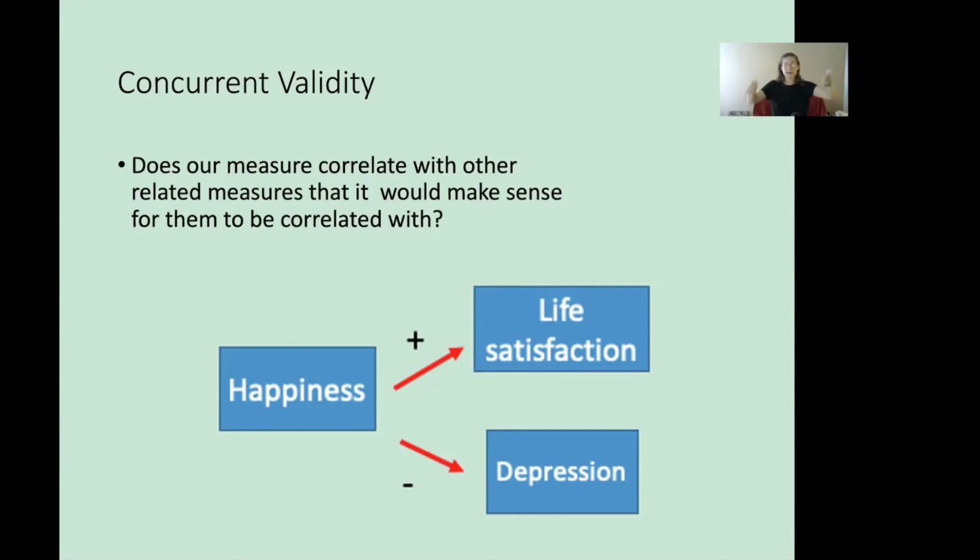So we would expect a negative correlation between those two. I would want to see that those questionnaires are not positively correlated with each other, that they're not related. And that would just make sense according to our understanding of happiness and depression, right? So divergent validity, it's just the flip side of concurrent validity.